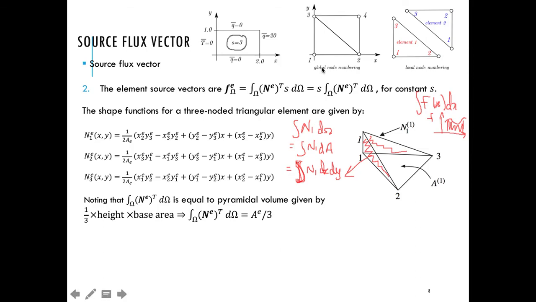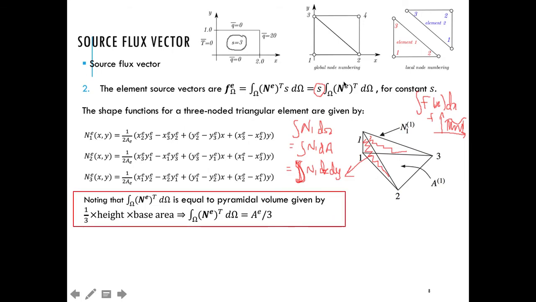Next, please remember that there is still a constant source term being multiplied by the integral. So S in this case is 3. So we multiply 3 by 1 by 3, such that each of the terms of our flux vector turns into just 1. Okay, 3 multiplied by 1 by 3. That's what I've done. So for element 1, this is the flux vector we get: 1, 1, 1. The source flux vector, sorry.